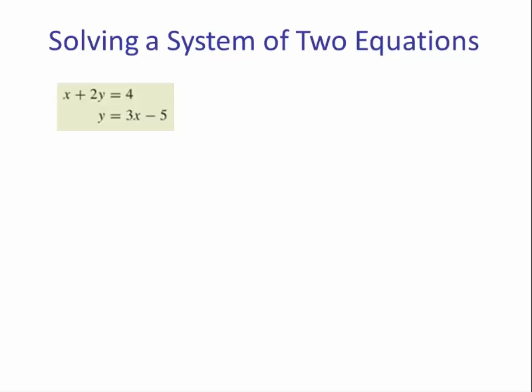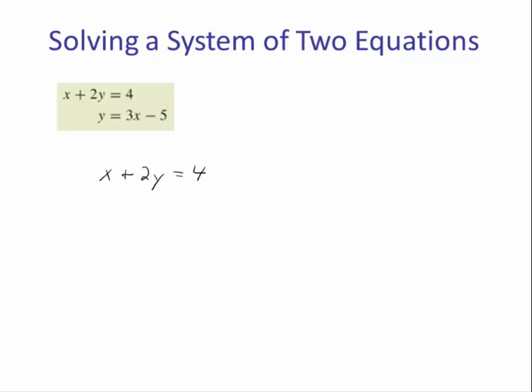So number 1, we are going to solve this system by substitution. If you recall, the first step in substitution is we look for an equation that has x or y isolated. If we look at the second equation, we have y equals 3x minus 5. So the y is isolated. So we go to the other equation, and everywhere we see a y, we substitute the expression 3x minus 5. This will give us an equation with only one variable.